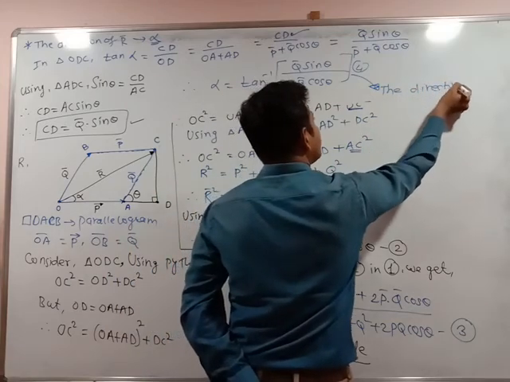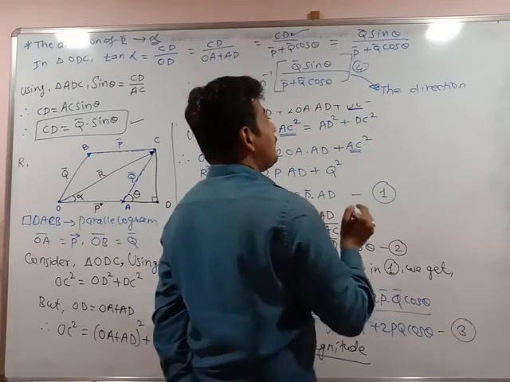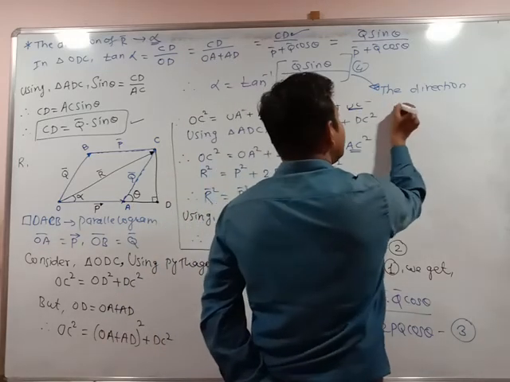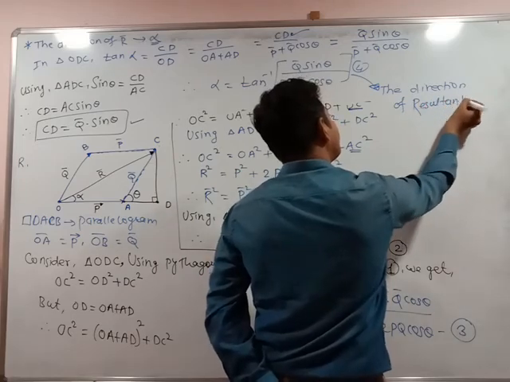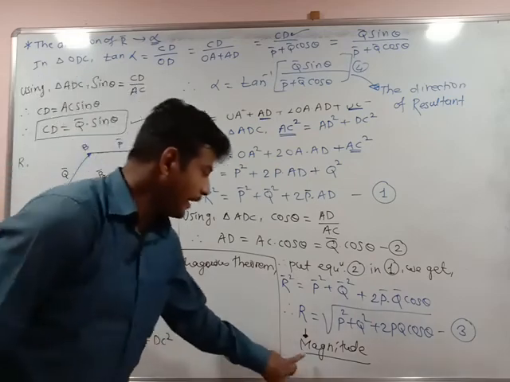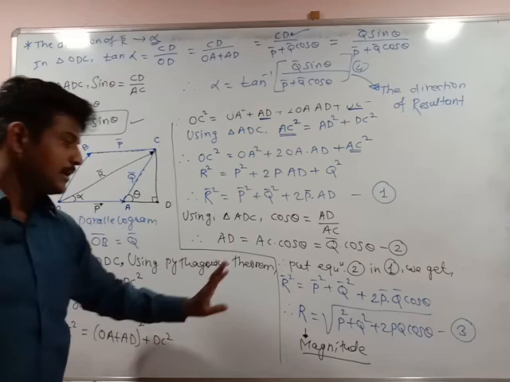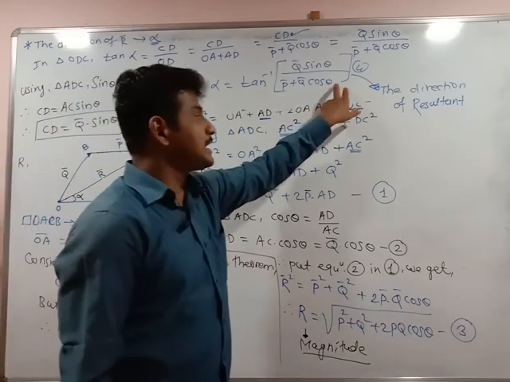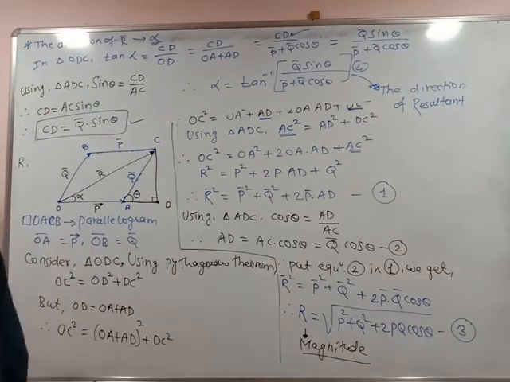This question could be asked separately for 2 to 3 marks: find the direction of the resultant vector using the parallelogram law for vector addition. So a separate question could be asked for magnitude or direction, or together they can ask for 4 marks: find the magnitude and direction of the resultant vector using the parallelogram law for vector addition.